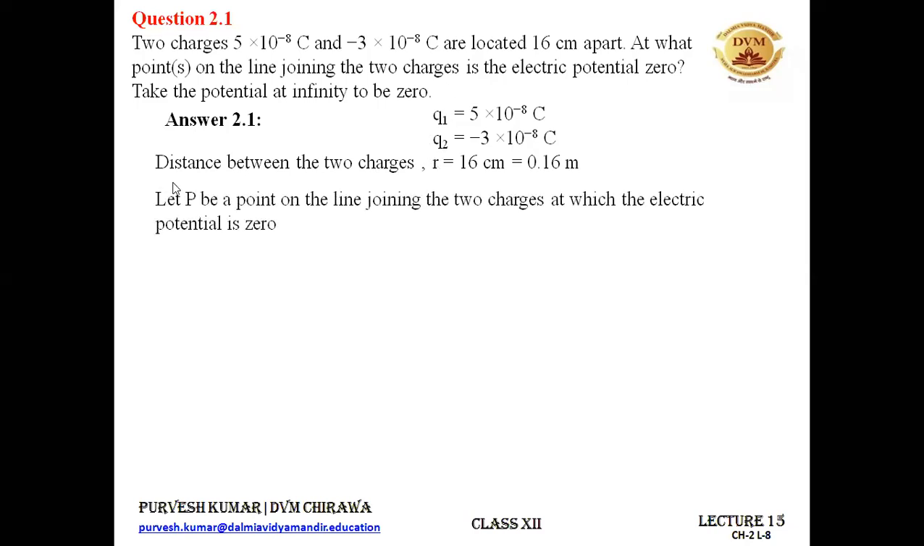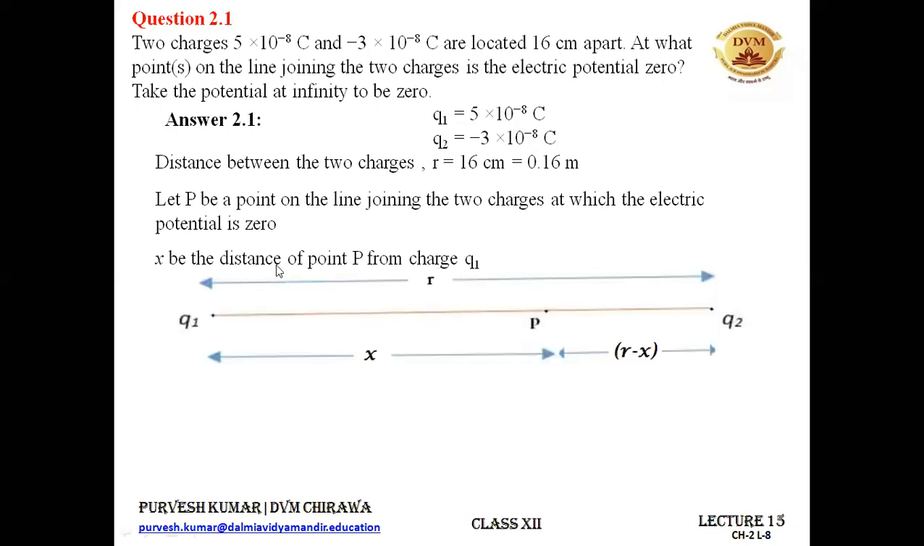Now, let us take P to be the point on the line joining the two charges at which the electric potential is 0. The situation can be visualized like this: these are two charges, Q1 and Q2, which are separated by a distance R, equal to 16 centimeter. And we have taken a point P at a distance X from the charge Q1, such that the electrostatic potential at point P is 0. That's what we need to find, this distance X.